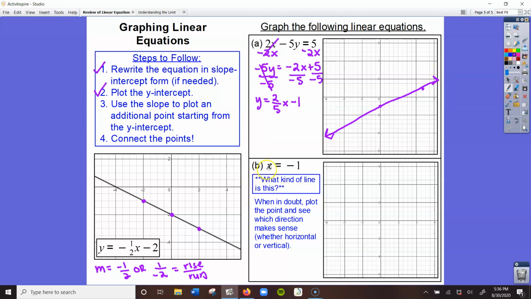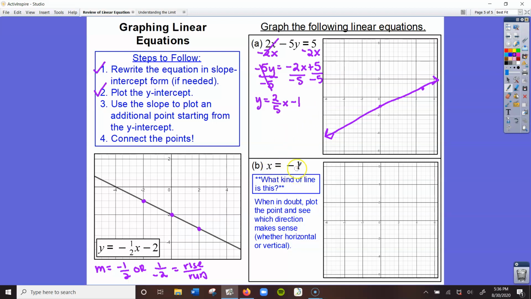For part B, we have x is equal to negative 1, and you would need to figure out, okay, whenever you see the equation of a line where you just have a variable equals a number, that means that it's either horizontal or vertical, and you have to decide which one it is. Now, if you ever get confused, you're not sure, I put here, when in doubt, plot the point and see which direction makes sense, whether horizontal or vertical.